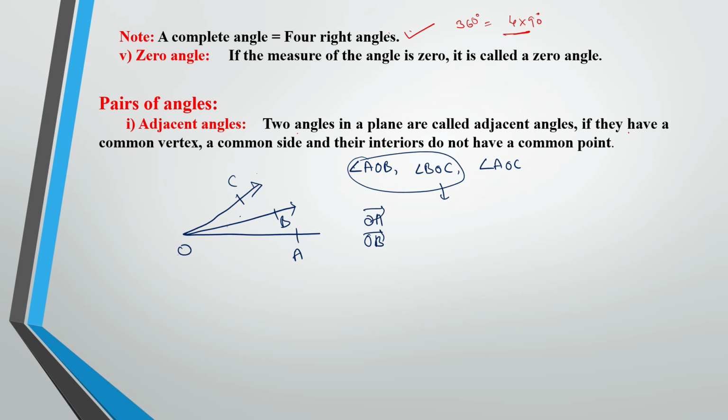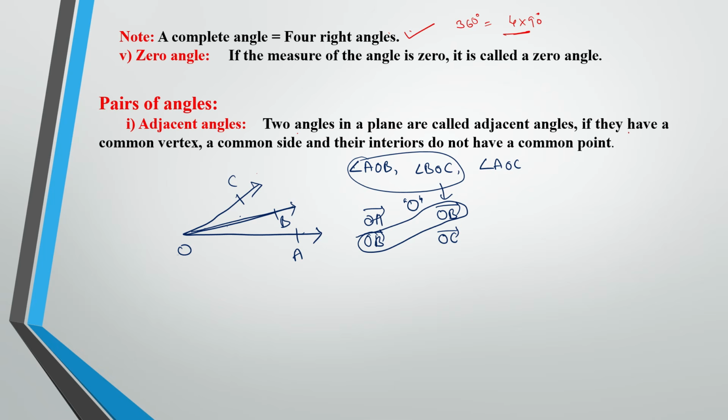And angle BOC is formed by the OB ray and OC ray, and these two angles have a common vertex O. That means they have a common vertex, a common arm, and non-common arms. OB is the common arm, so the non-common arms are the OA ray and OC ray. Are they on the same side of OB or on either side of OB? They are on either side of OB. Then only we say them as adjacent angles.